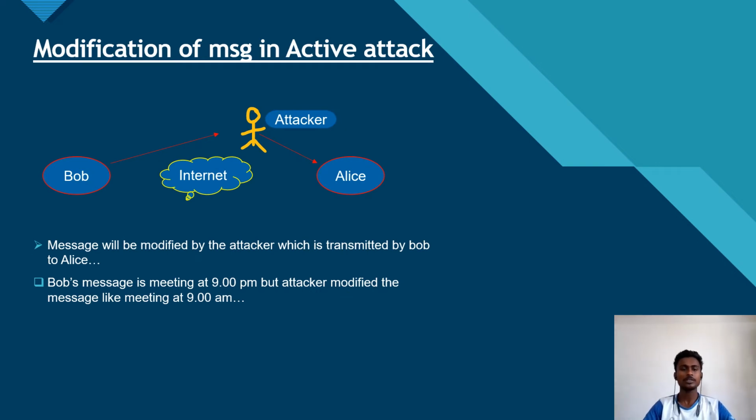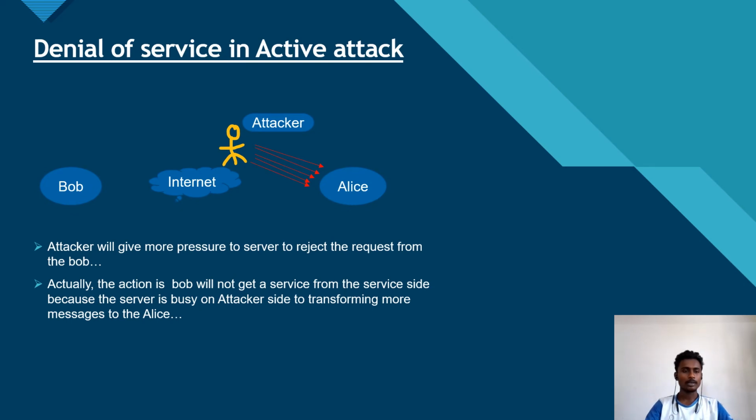And then modification of message in active attack. Just consider this scenario: a message transmitted by Bob to Alice will be modified by the attacker. Bob sends a message to Alice, but in between the attacker makes some modifications to that message to confuse the receiver. For example, Bob's message is "meeting at 9 p.m.", but the attacker makes a modification like "meeting at 9 a.m." to confuse the receiver. This is the scenario in modification of message in active attack. Let's move to the next slide.